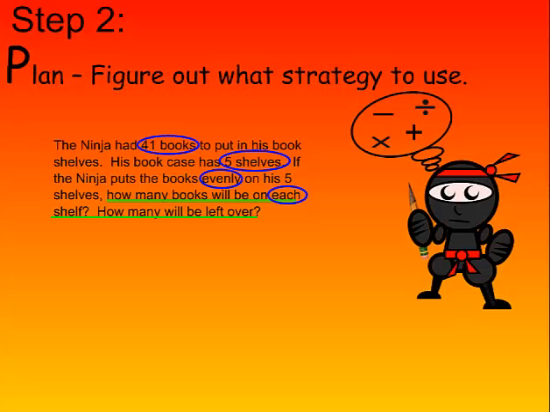In this case, I see we're doing something evenly. So I have a feeling that we're going to be doing an operation, because if I do something evenly, that means I'm splitting it up. And what operation is that? You're right, it's division.